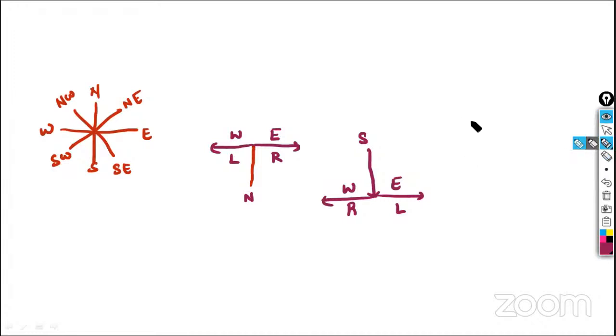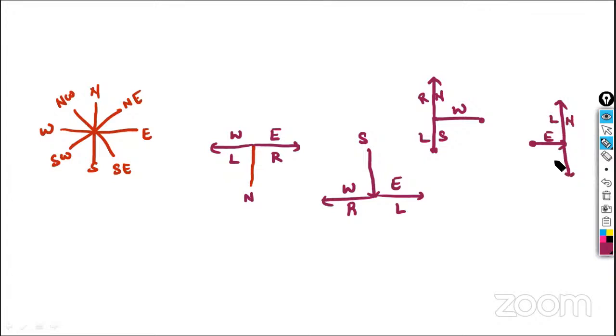Next one. A person moving west: right means north direction, left means south direction. A person moving east: left means north direction, right means south direction. These are the directions, very important to know, right? So we go with a small problem and we can understand the directions which we have to take.